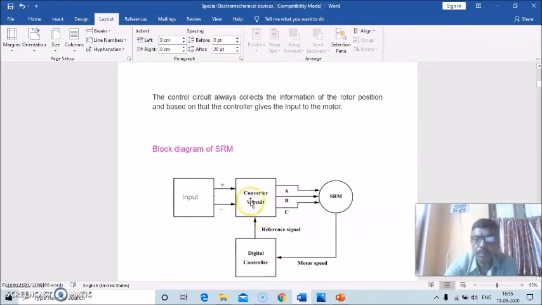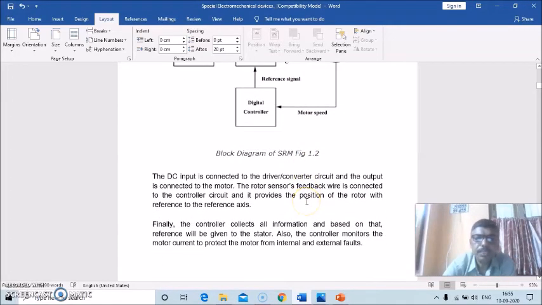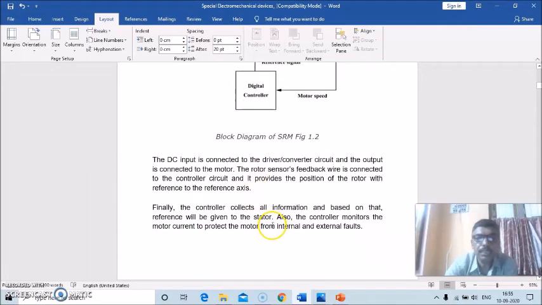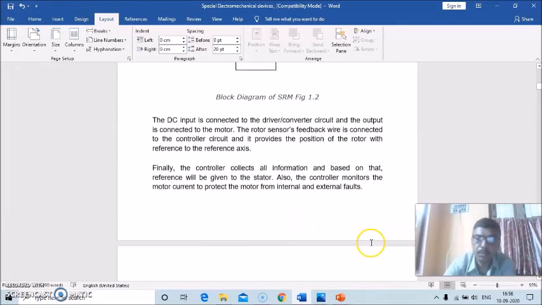And it says to trigger the converter circuits. So the DC input is connected to the driver or converter circuit, and the output is connected to the motor, and the rotor sensor feedback wire is connected to the controller circuit, and it provides the position of the rotor with reference to the reference axis. Finally the controller collects the information, and based on that the reference will be given to the stator, and also the controller monitors the motor currents to protect the motor from internal and external faults.